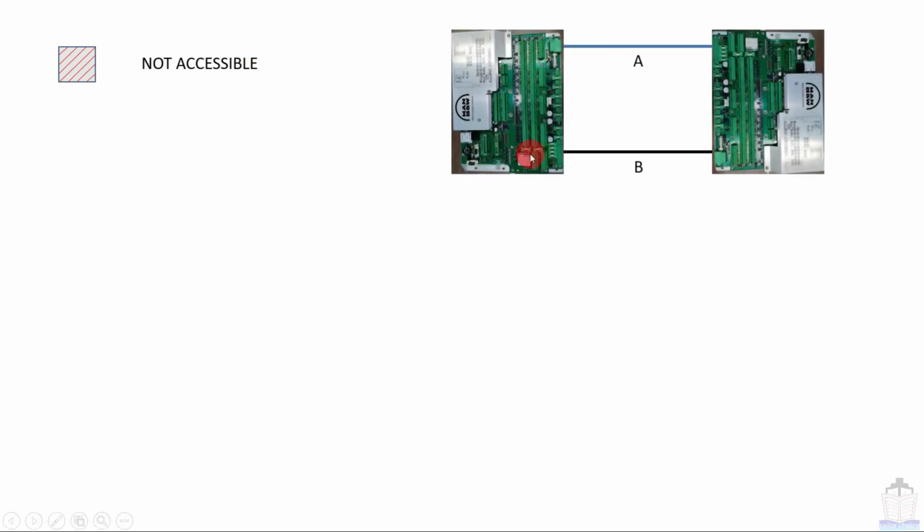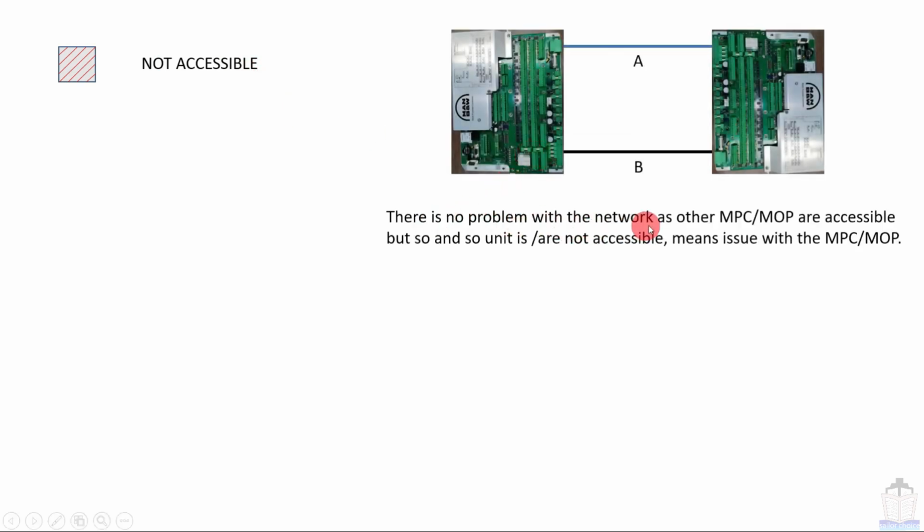So our next symbol is not accessible. The simple meaning of not accessible is that there is no problem with the network as other MPC and MOP are accessible, but so-and-so unit is not accessible, meaning an issue with the MPC or MOP. It also means the network system is not finding a particular MOP or MPC.